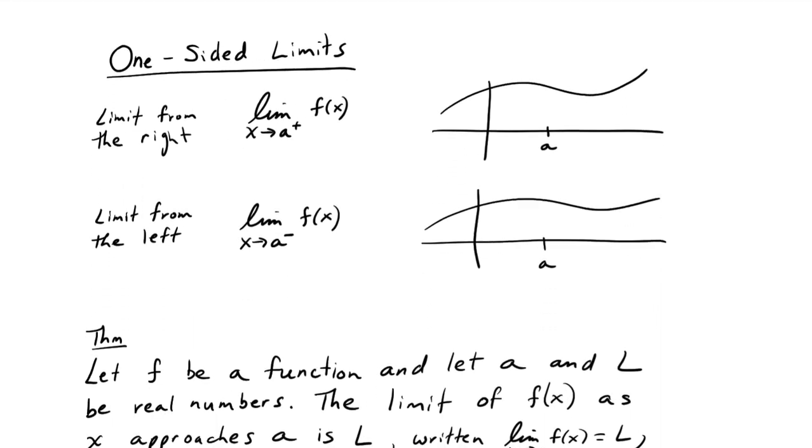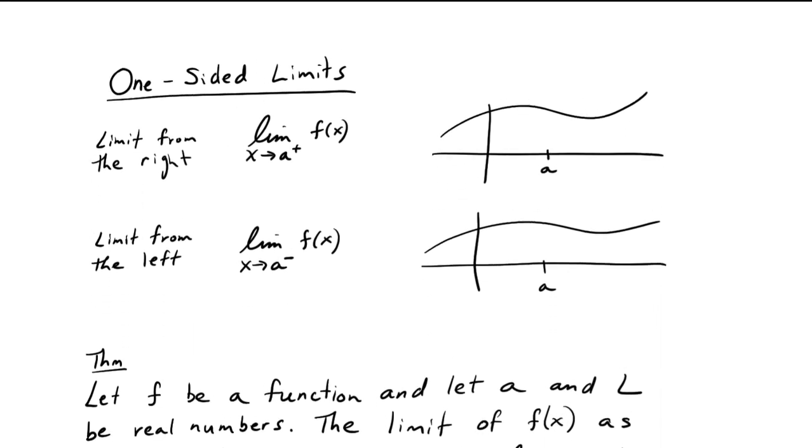So we're going to have to break it down into one-sided limits. We're going to talk about coming from each side, from the right and the left of a. So reading right here, the limit as x approaches a from the right. We read this plus as from the right.